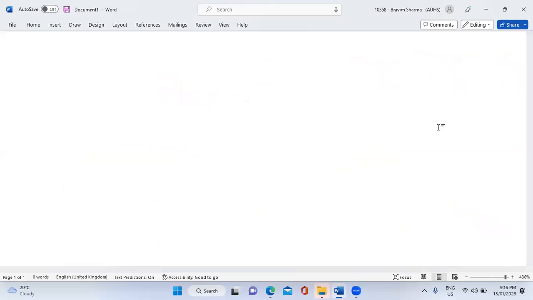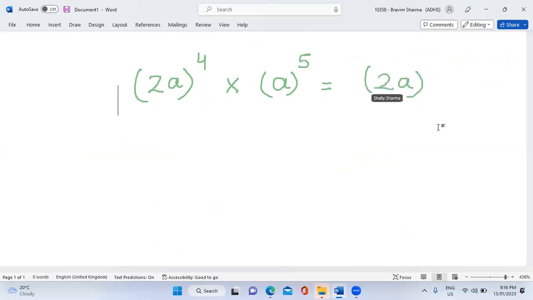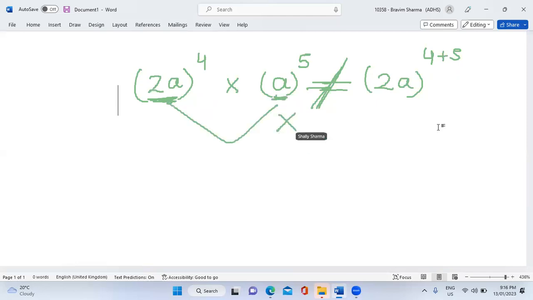As I said, the bases should be the same. So always remember, if I have 2a raised to the power of 4 multiplied by a raised to the power of 5, I cannot do it like 2a raised to the power of 4 plus 5. It is not equal, because here the base is not just a, it is 2a, and here the base is a. They are not equal. They must be exactly equal.